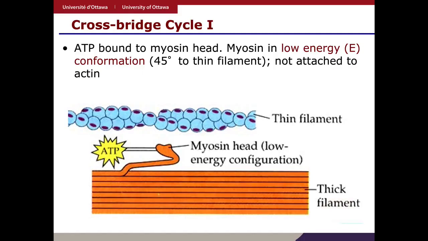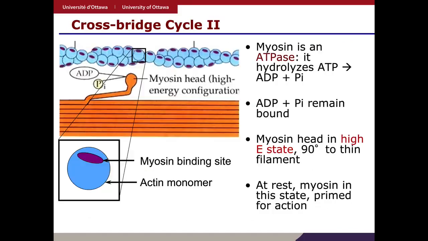The myosin head is in its low energy conformation at a 45-degree angle to the thin filament and is not attached to actin. The myosin head has ATPase activity, meaning it can hydrolyze ATP into ADP and an inorganic phosphate. The ADP and inorganic phosphate remain bound to the myosin head for now.